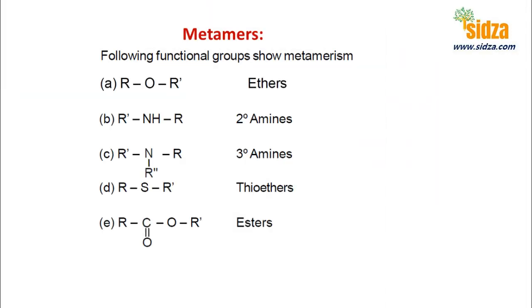We find this generally not only in ethers, right? You can also have it in the amines, the secondary amines and the tertiary amines. These groups can be the same or different, right? In the secondary and tertiary amines, and also the thioethers, with the sulfur, these two groups can be the same or different. Even the esters, right? This is our functional group, and around this functional group you can have different types of alkyl groups. So generally, ethers, amines, thioethers, and esters show metamerism.